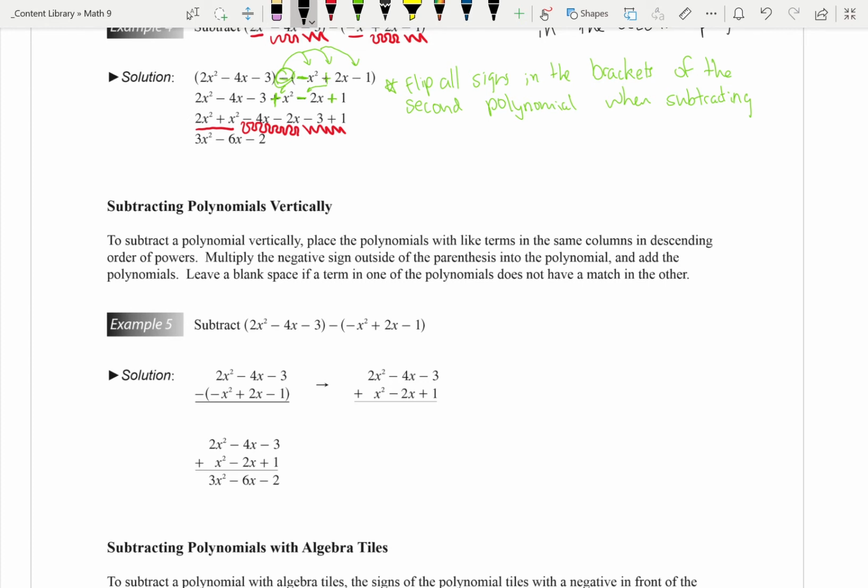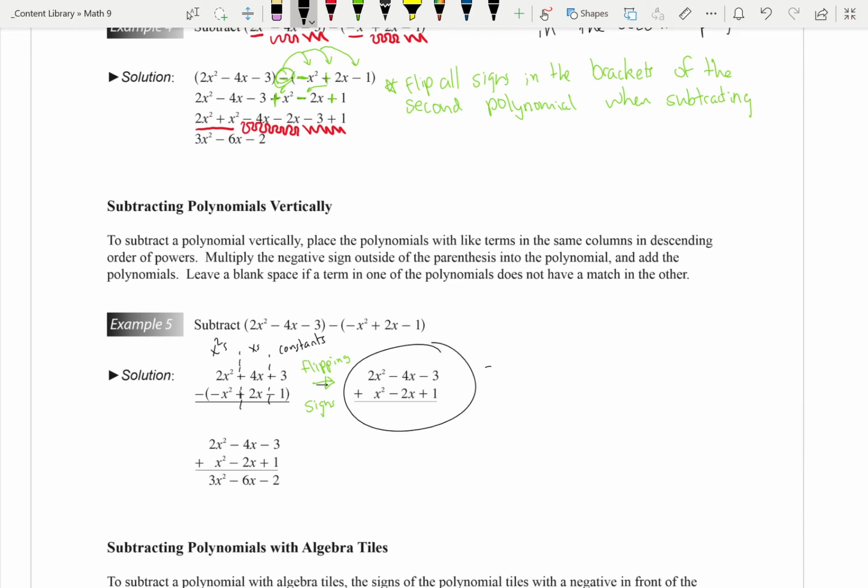I can do the same thing vertically, not a problem. I just have to remember I want to keep my columns the same. So again, I have my constants, I have my x's, and I have my x squareds. And then I remember, this step here is flipping signs. So they get 2x squared minus 4x minus 3. The first part doesn't change. And then they get plus x squared minus 2x plus 1.